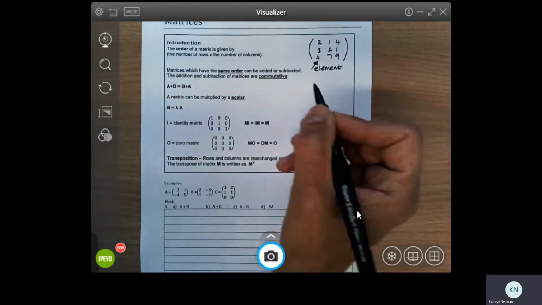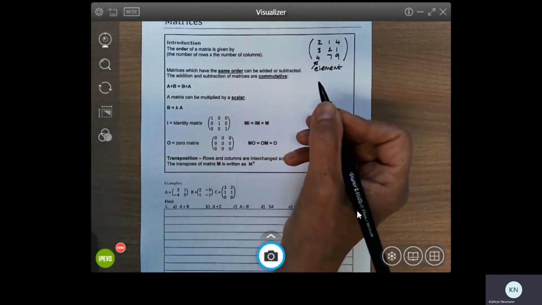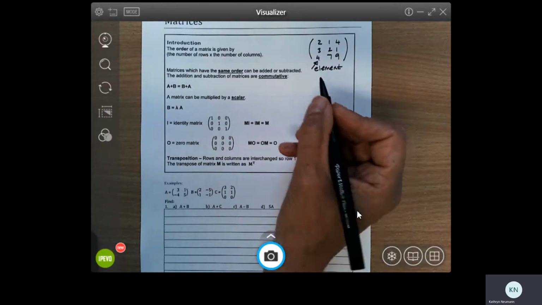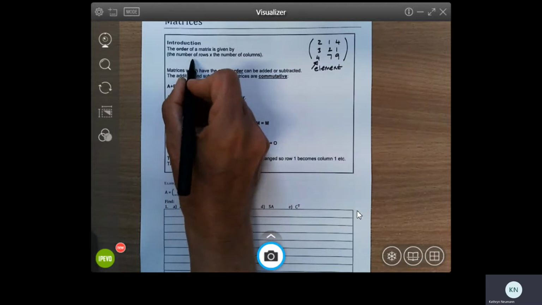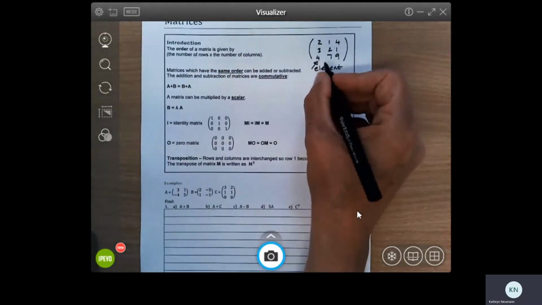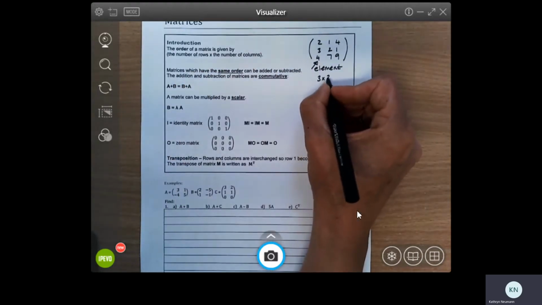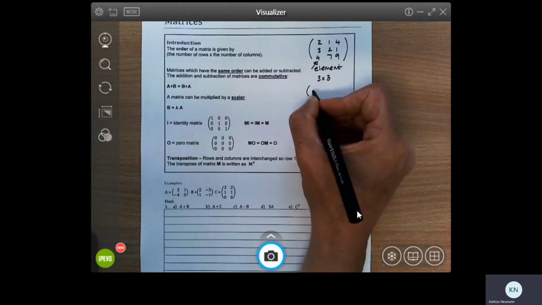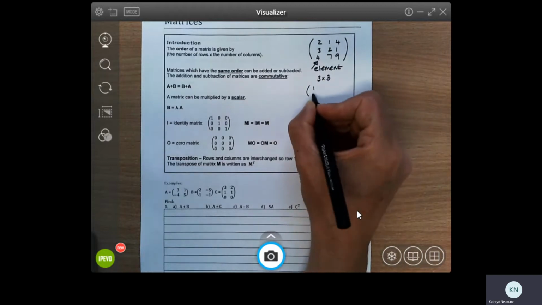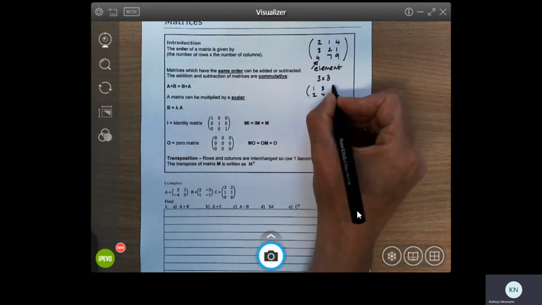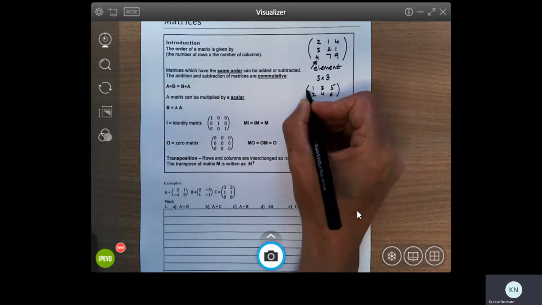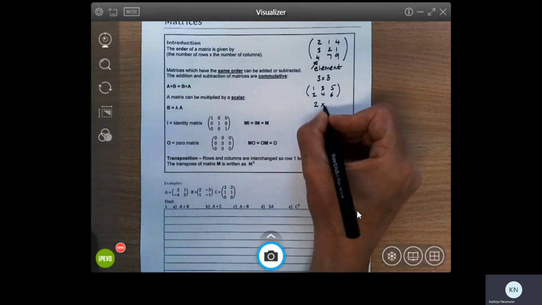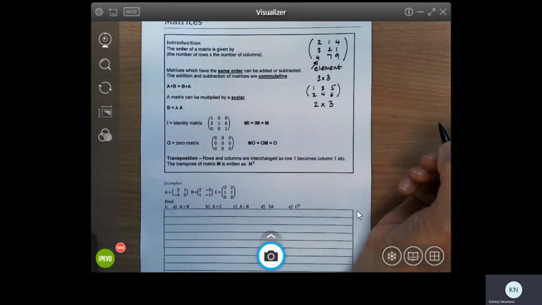And also we need to know the order of a matrix. Now the order of a matrix is the number of rows times the number of columns. So this matrix is a 3 by 3 matrix because it's got 3 rows and 3 columns. If I wrote down this matrix, 1, 2, 3, 4, 5, 6, this has 2 rows and 3 columns, so it is a 2 by 3 matrix.